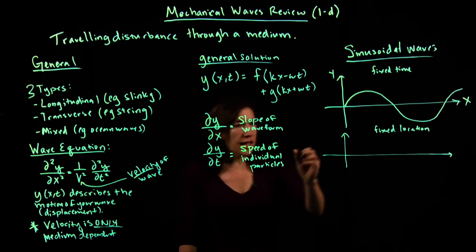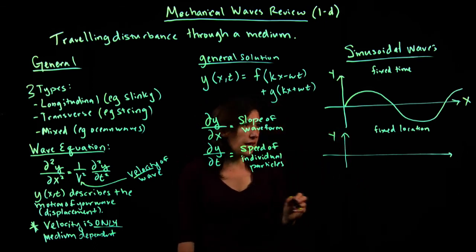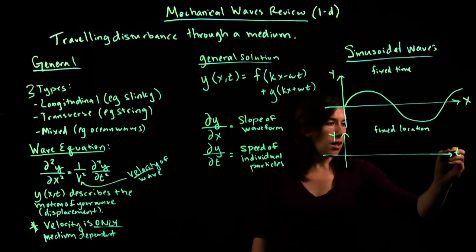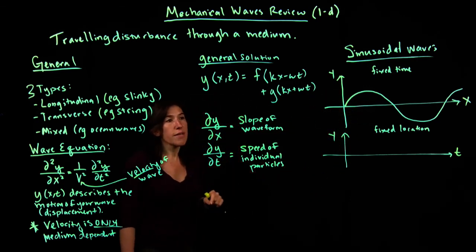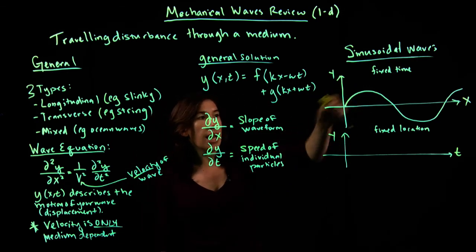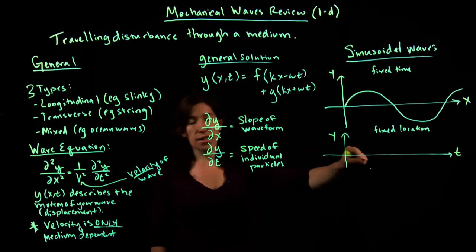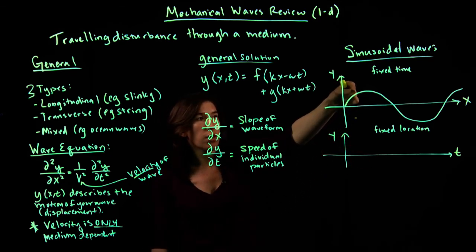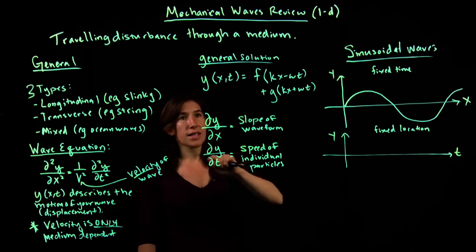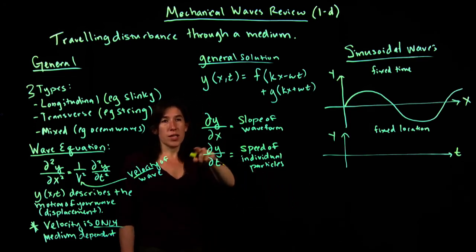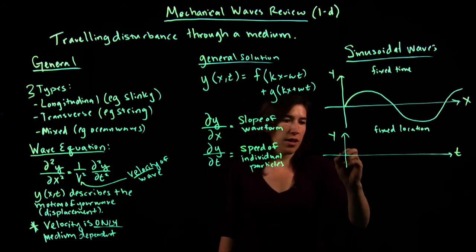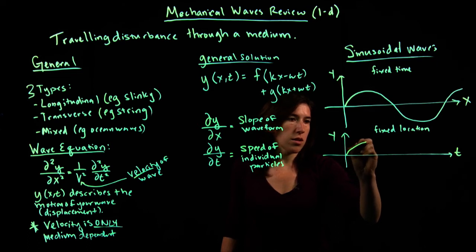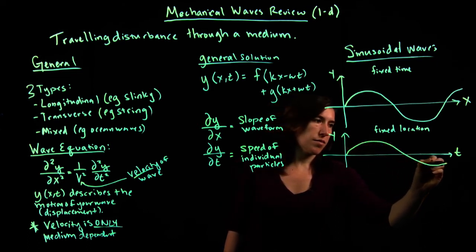And then instead, I could consider a particular point on, let's say, this string, if this were a string, and now I want to plot its motion as a function of time, so just one little point. So now I'm going to fix a location of this multivariable general solution, and a sinusoidal wave then might look something like this.